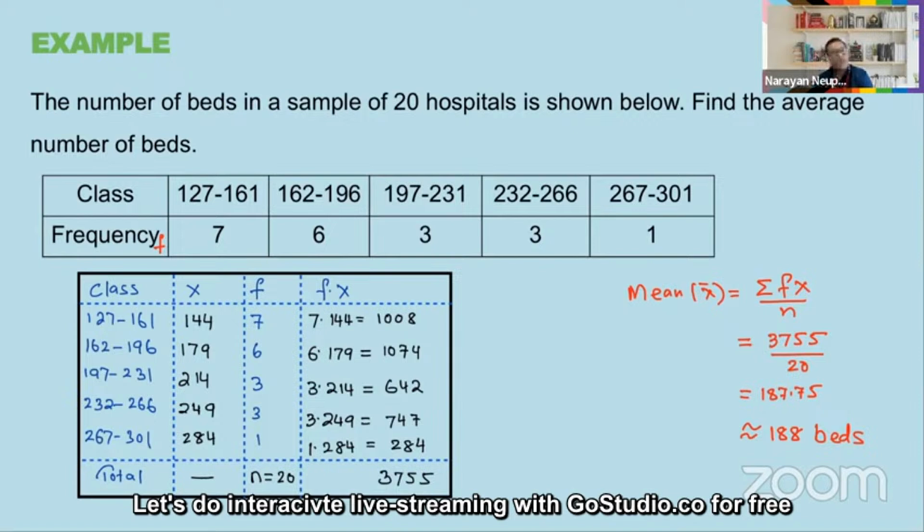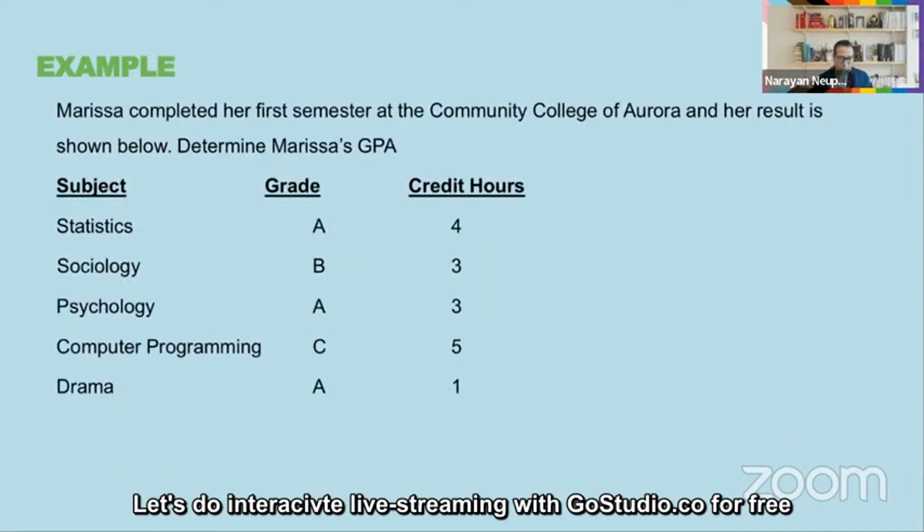I was giving you the example of the GPA, the grade point average, right? We have the example based on that. So here we have the data. Marisha completed her first semester at Community College of Aurora, and her result is shown below. We have to determine Marisha's GPA. So here we have the different subjects she has taken. We have the grades, the letter grades, and the credit hours.